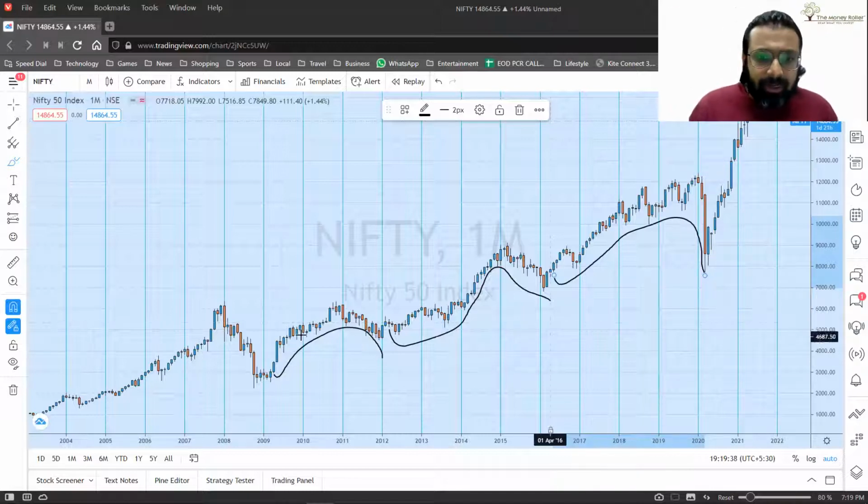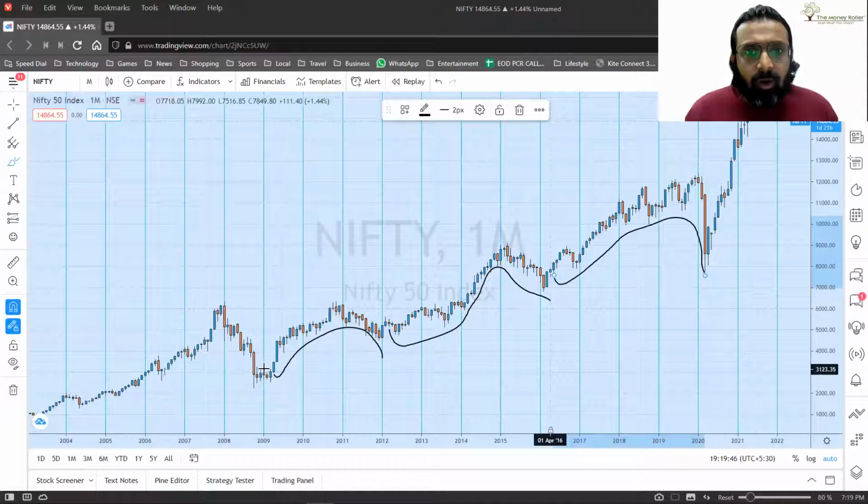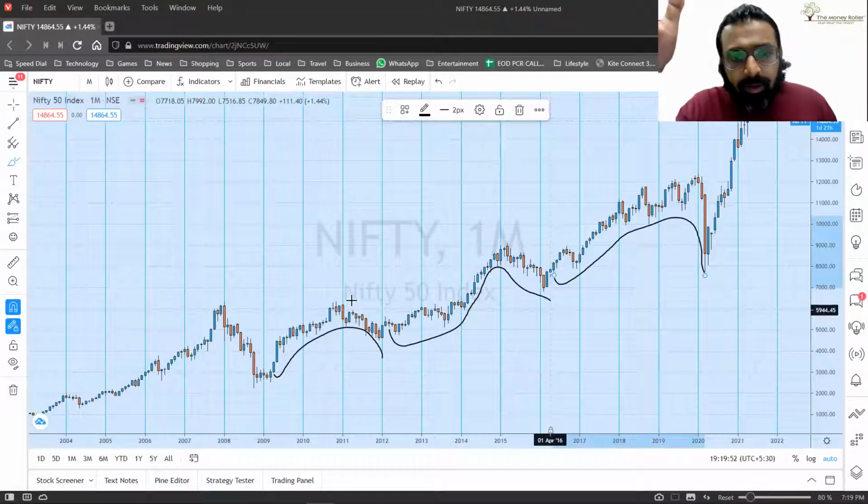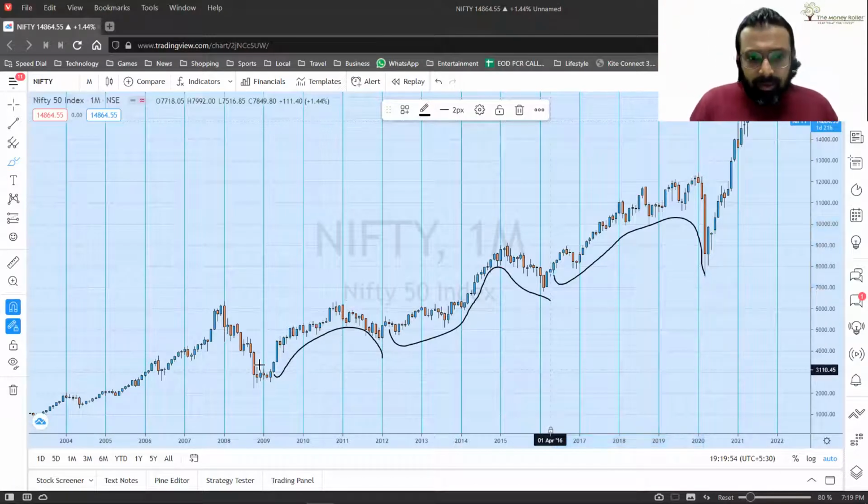So what is a primary trend? A primary trend is the prevalent trend in the market. And if that trend has been prevalent for 9 months or more, it is considered to be the primary trend. Here each of these candles that you can see represents 1 month, and each of these vertical lines represents 1 year.